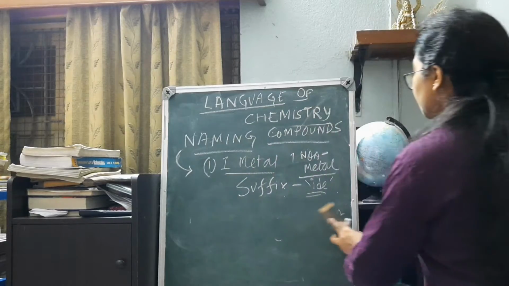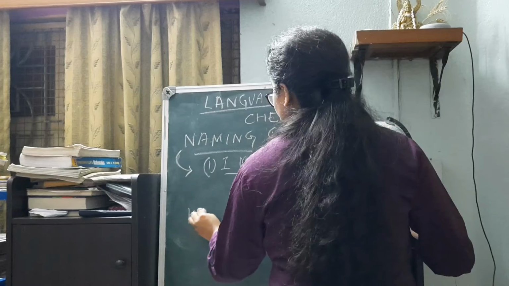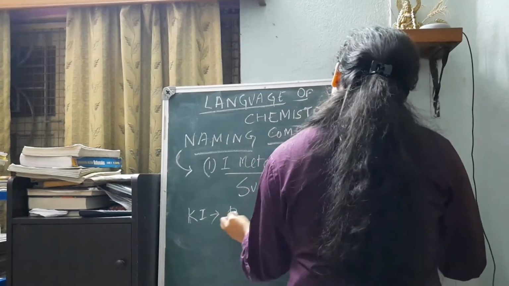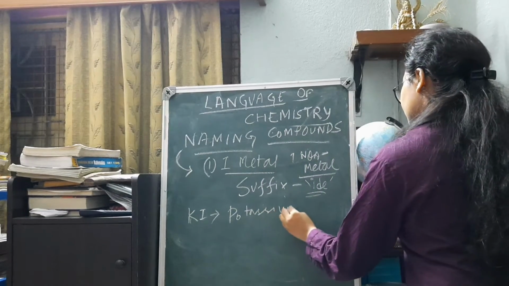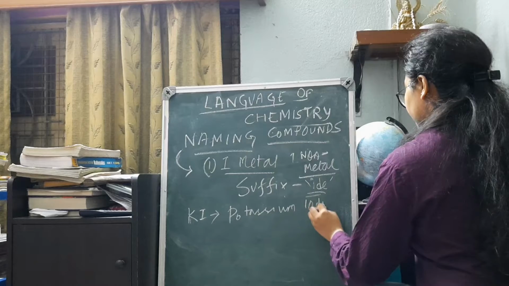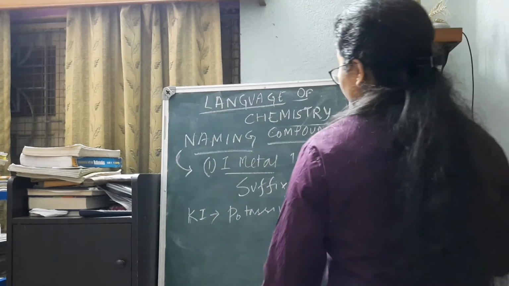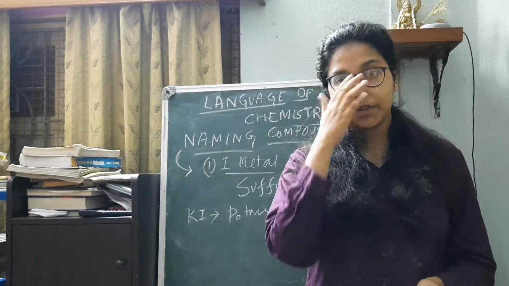One more compound, KI. What is it? Potassium iodide. Okay. Again an IDE. So I hope it is very much clear what happens when one metal and one non-metal is present.